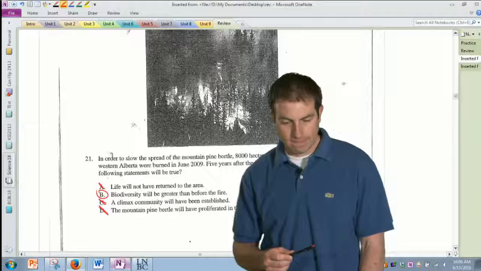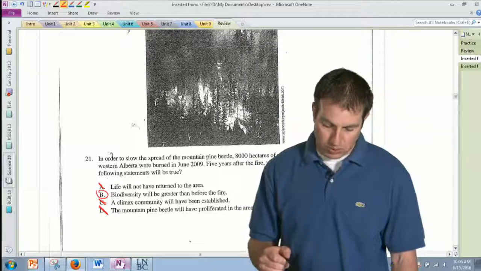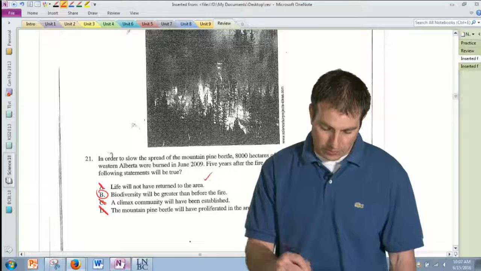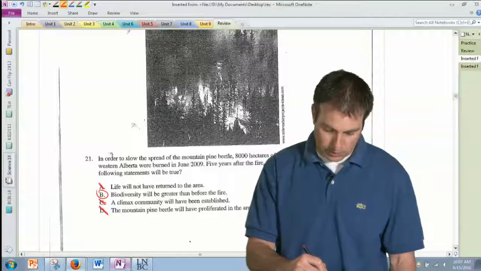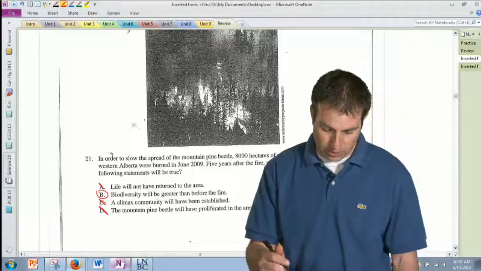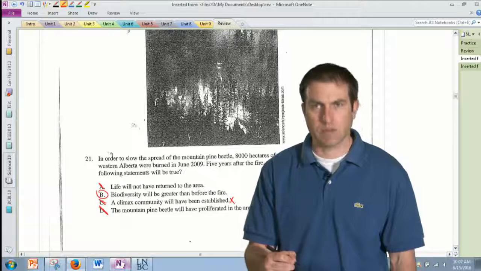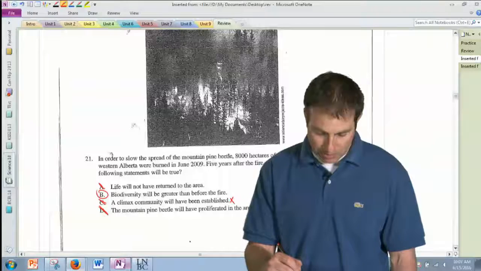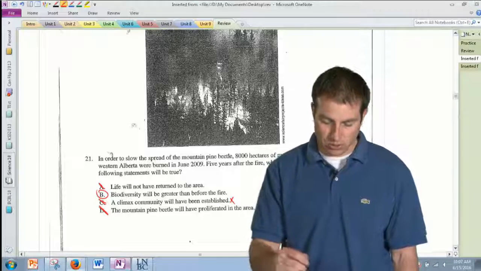I can see why you asked about this. It's kind of a weird question. 8,000 hectares, 5 years after the fire, which of the following statements would be true? Life will have returned to the area. So this says that it will not have returned to the area. So that's not going to be right. The climax community will have been established. No, 5 years isn't enough for a climax community. And the mountain pine beetle will have proliferated in the area. No, that wouldn't happen 5 years after because all those trees are gone.